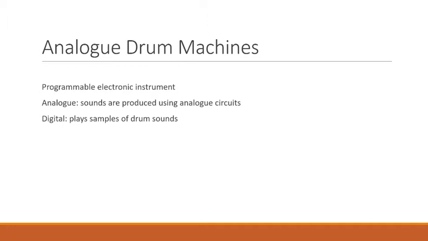What makes this drum machine analog is that the drum sounds are synthesized from scratch entirely by means of analog circuitry. This is in contrast to digital drum machines, which typically work by playing back recorded samples of drum sounds from memory.